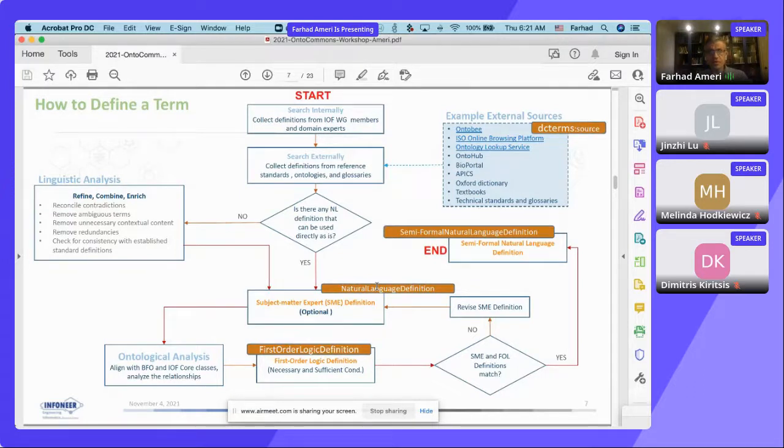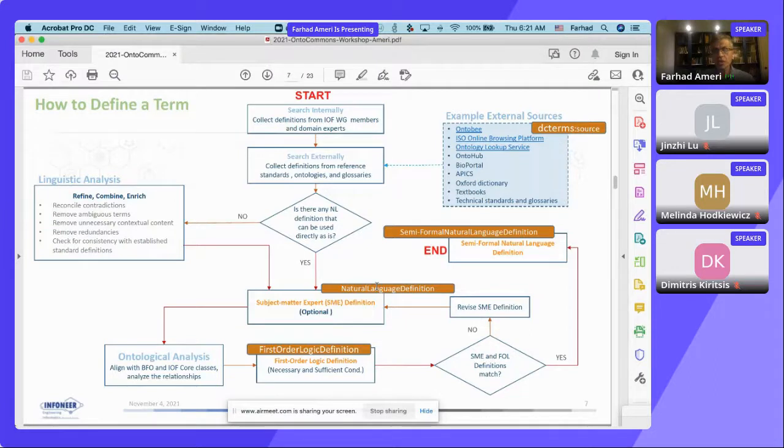So on the procedure side, when we define a term, we really would like to start with external definitions, because in the industrial domain there are lots of standards. When you go to ISO standards, or APIX, or GS1, these are supply chain standards. For each term, we first want to understand what's out there, what the existing definitions are, because we don't want to reinvent the wheel, obviously, and then do linguistic analysis on the existing definition, and then do ontological analysis.